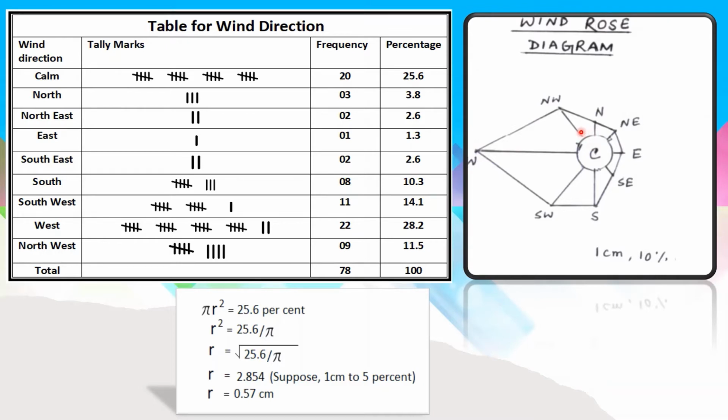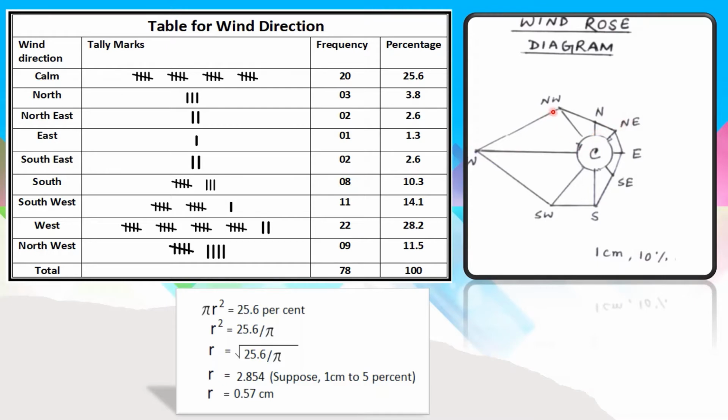As an example, here the percentage of north wind is 3.8 and the scale is 1 centimeter to 10%. So the length of the line will be 3.8 divided by 10, that is 0.38 centimeter towards north from the circumference of the circle.